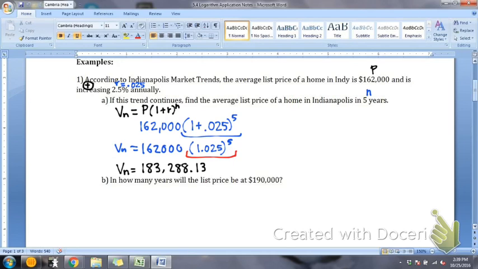Okay, so let's think about what this is saying. The price of the home in 5 years will be worth $183,000. That's what that means, okay? So if we are going to work a story problem, that means we answer with what? A sentence, right? So I'm going to write it. So are you. So in 5 years, the home will be worth $183,288.13.